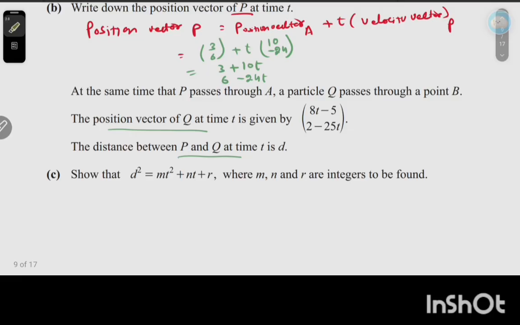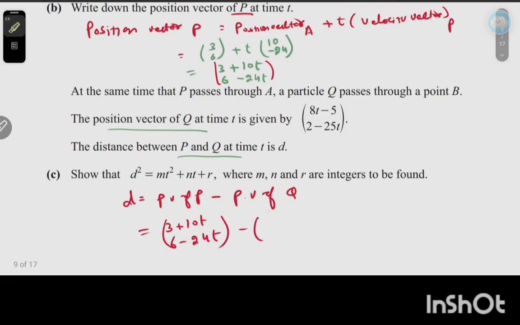Okay, dear friends, it's a very simple thing. First of all, we need the distance. So the distance is the position vector of P minus the position vector of Q. The position vector of P is (3 plus 10t, 6 minus 24t), minus the position vector of Q, which is given as (8t minus 5, 2 minus 25t).